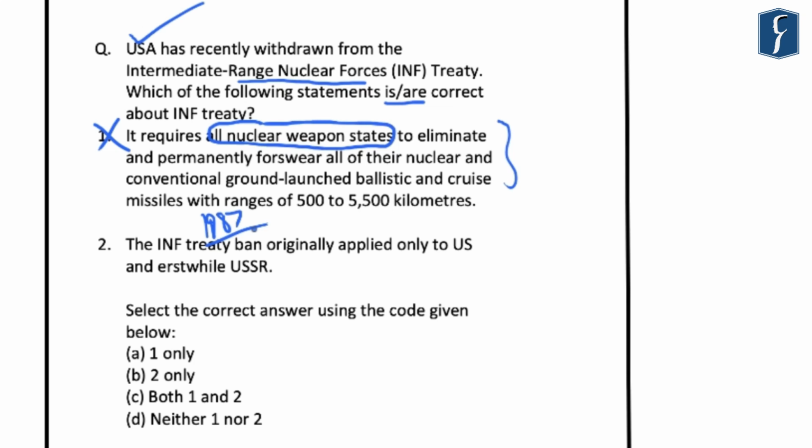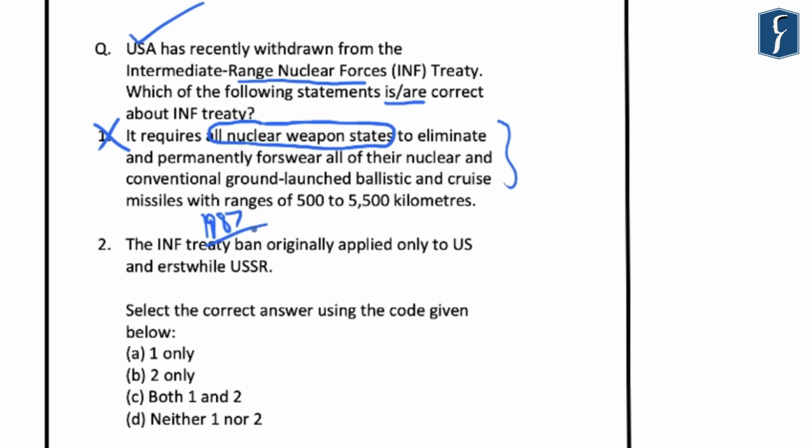However, after the breakup or the disintegration of the USSR, it applied to 5 countries which were the successor countries after the USSR disintegrated. And hence this treaty applies to Belarus, Kazakhstan, Ukraine, Russia and the United States. And now the USA has formally withdrawn from this INF treaty.